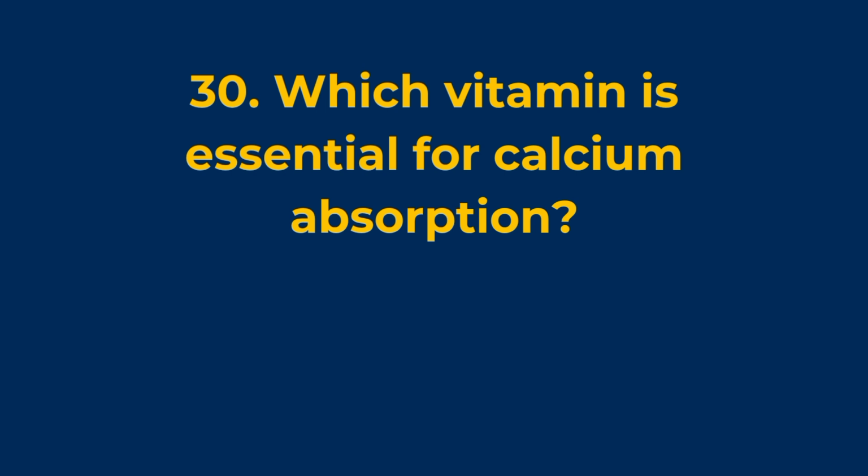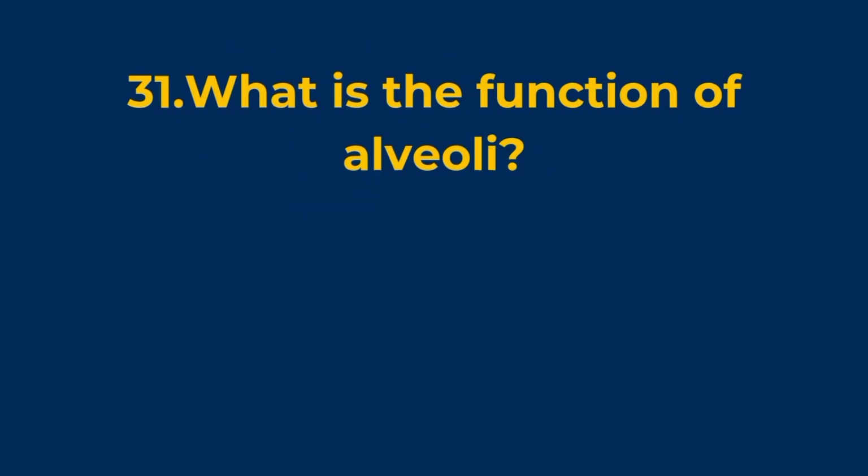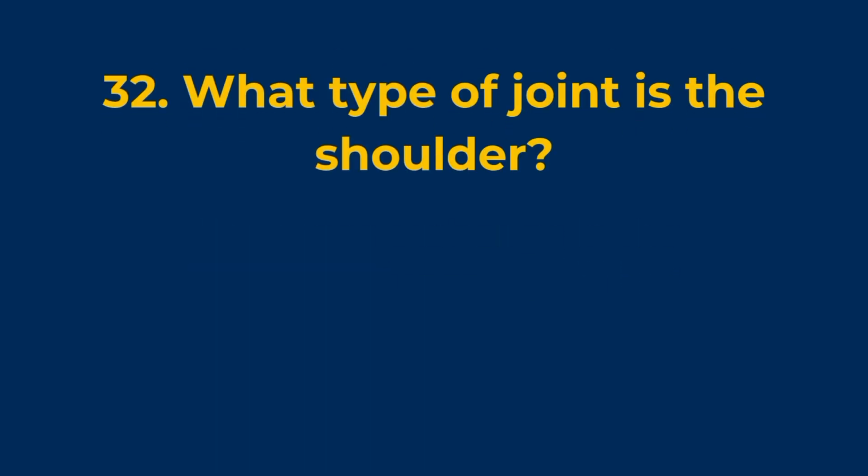30. Which vitamin is essential for calcium absorption? Vitamin D. 31. What is the function of alveoli? Site of gas exchange in the lungs. 32. What type of joint is the shoulder? Ball and socket joint.